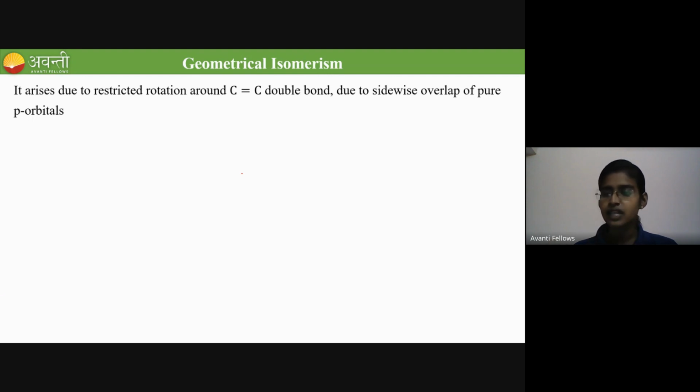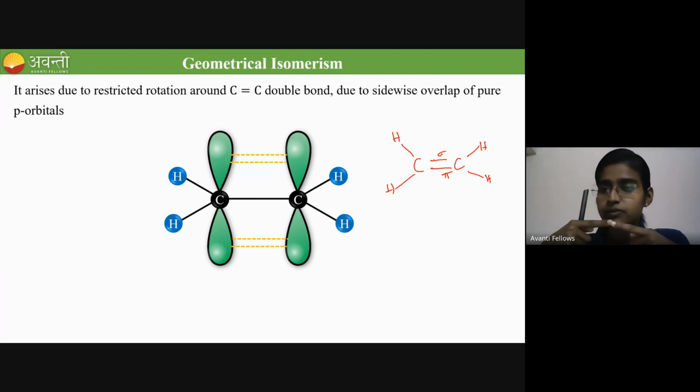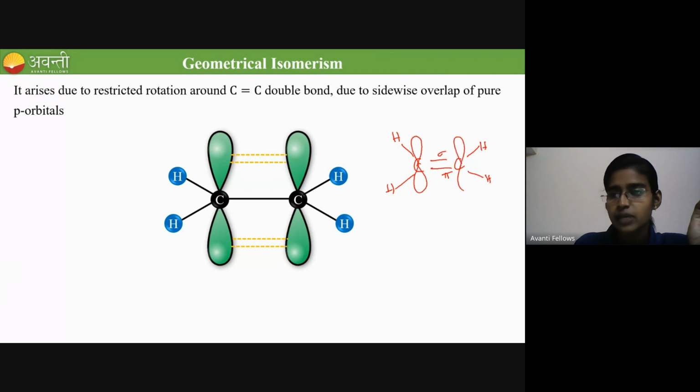S orbitals are spherical in shape. And what is the name of the shape of the p orbital? Yes, it is dumbbell shape. Very good. You can see the p orbitals here. Here, ethene is taken as an example, that is C double bond C, with hydrogens attached. Here one is a sigma bond and the other is a pi bond. The sigma bond is formed by the head-on overlap of the hybridized orbitals, whereas the pi bond is formed by the sideways overlap of the pure unhybridized p orbitals.